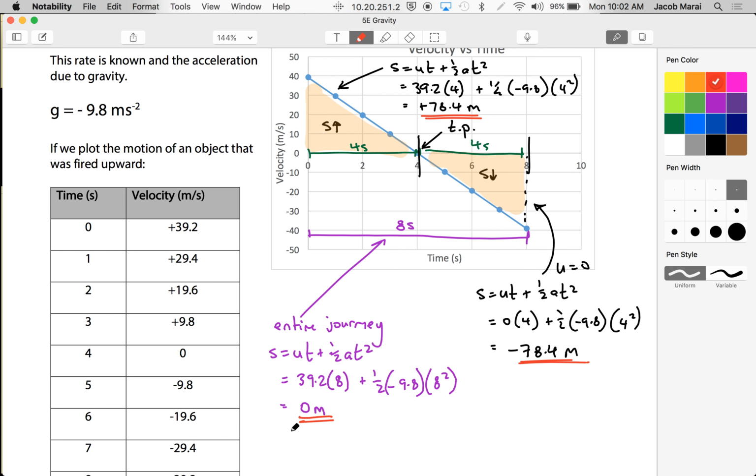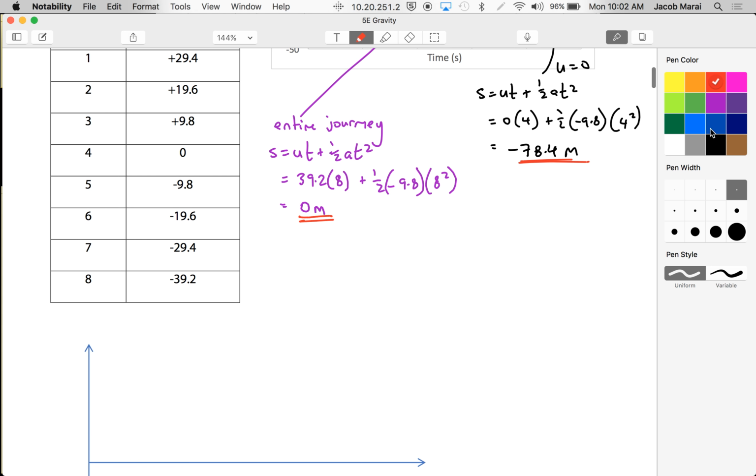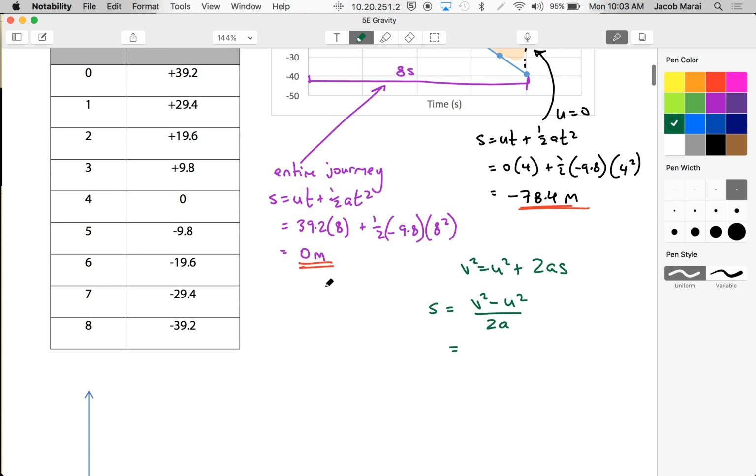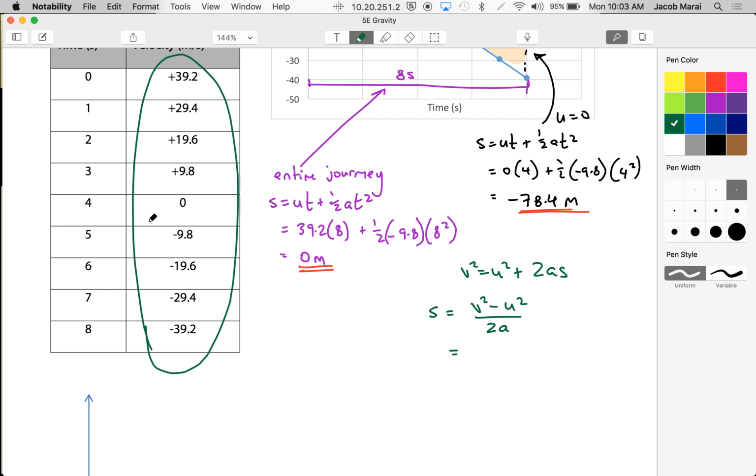Let's just use another equation to confirm. Let's go another Suvat equation. Let's go v squared equals u squared plus 2as. And if we wanted to rearrange for s, okay. Now, obviously, we would need knowledge of our velocities, and we've got them. I've told you these values in this table.